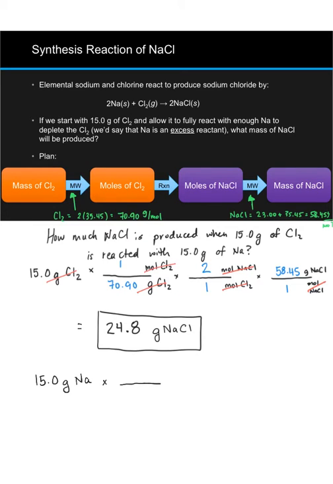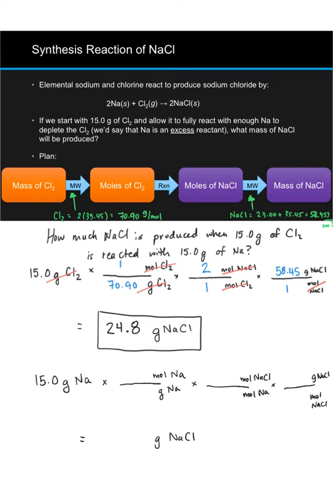15 grams worth of sodium would have to be converted to grams worth of sodium chloride using the same process as above, except everywhere we see Cl2, we're going to replace with Na. We'll go from grams of Na into moles of Na, from moles of Na into moles of NaCl, and from moles of NaCl into grams of NaCl. And what we end up with will be an alternative solution in grams of NaCl.